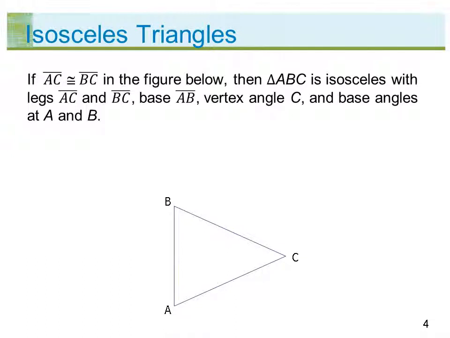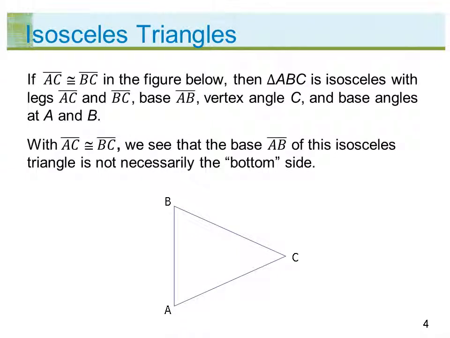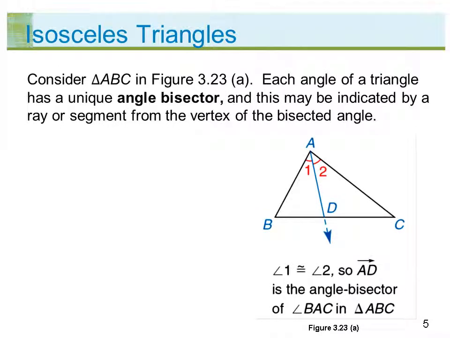If segment AC is congruent to segment BC in the figure below, then triangle ABC is isosceles with legs segment AC and segment BC, base AB, vertex angle C, and base angles at A and B. When segment AC is congruent to BC, we see that the base, segment AB, of this isosceles triangle is not necessarily the bottom side. Consider triangle ABC in Figure 3.23a.